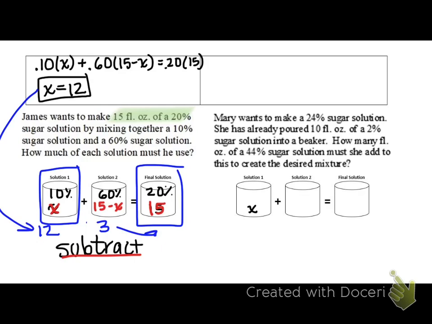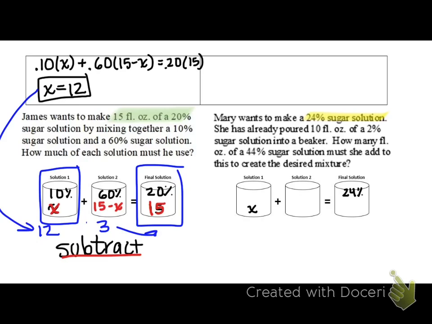In our other problem over here, again, our x will always be our first solution. It will always give you something of that value. So x is already there for you. We just want to be able to fill in either solution number 2 or the final solution. Okay. So Mary wants to make a 24% sugar solution. So it tells us the final concentration of that percentage is how much? 24%. So let's just put that over on the final solution part. And that takes up our first one right here, 24%. She wants to make that.